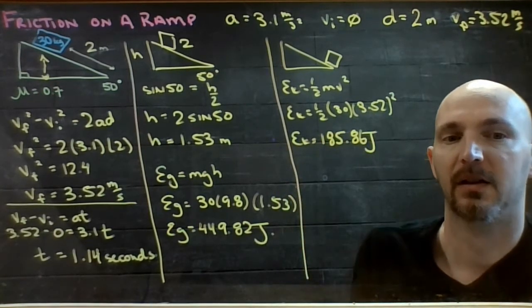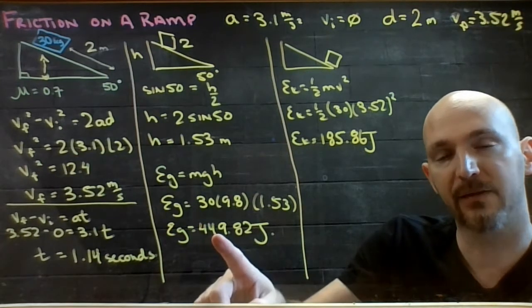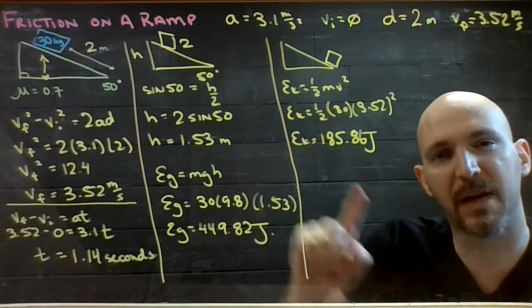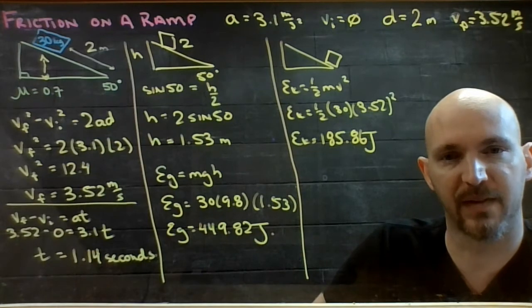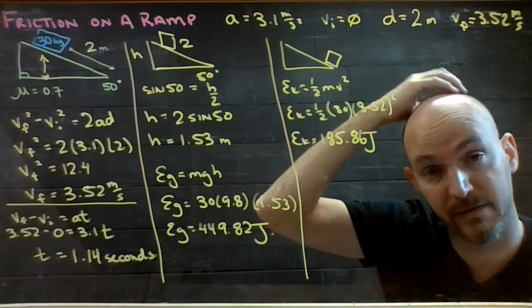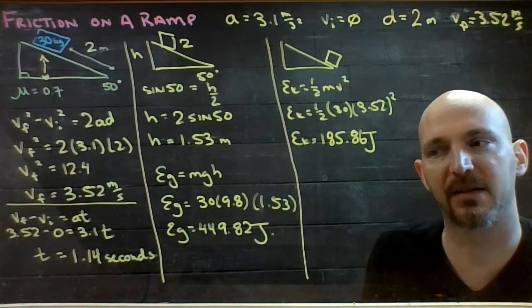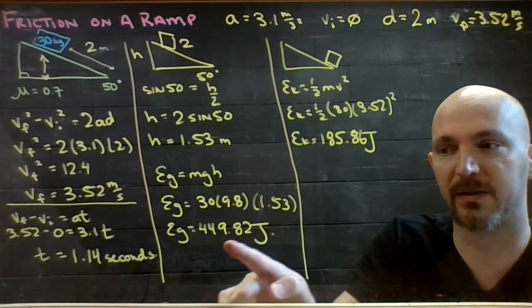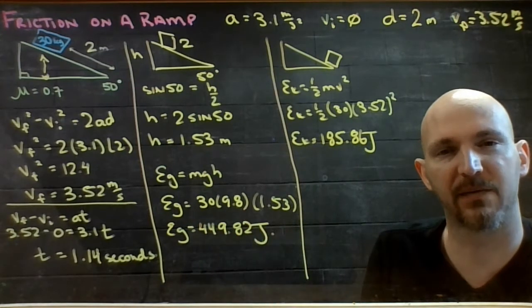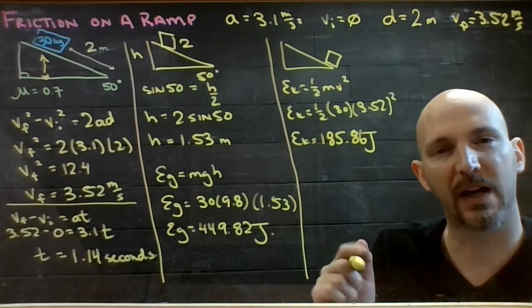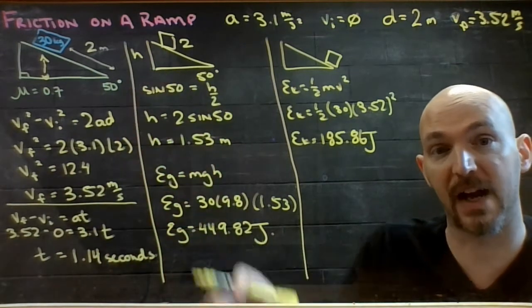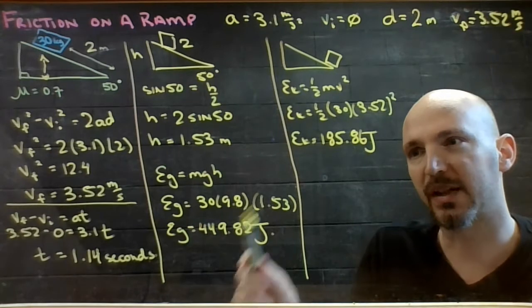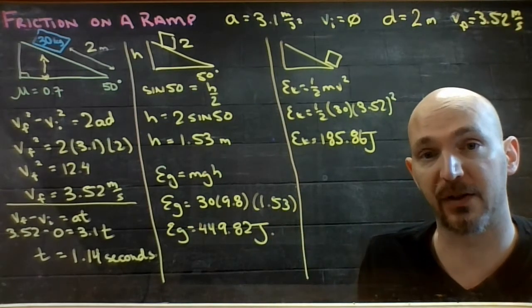Okay, so here's the thing. It had 449.82 joules of energy to spend, and it only spent 185.86 joules of energy getting faster. So the rest of that energy has to be accounted for. It looks like I'm missing about 275 joules of energy. So you have to think about friction, because this thing was dragging. And what happens when you rub two objects together, right? They heat up. So some of this energy has been lost to friction.